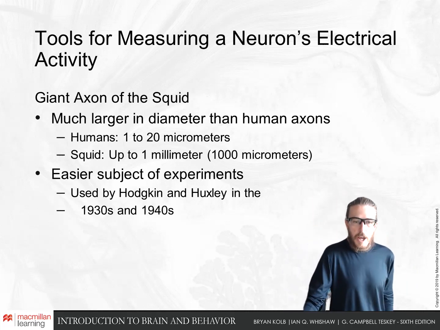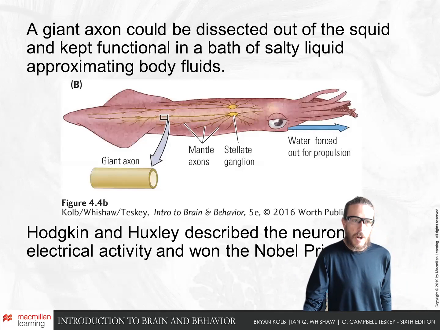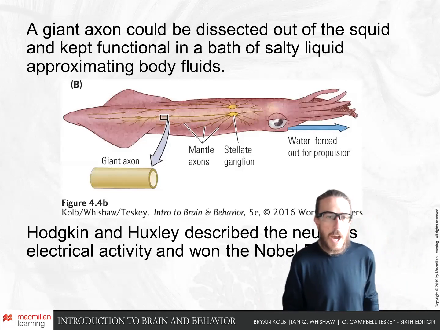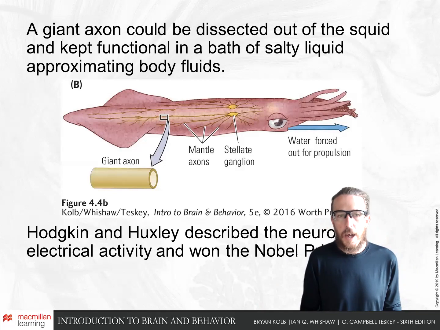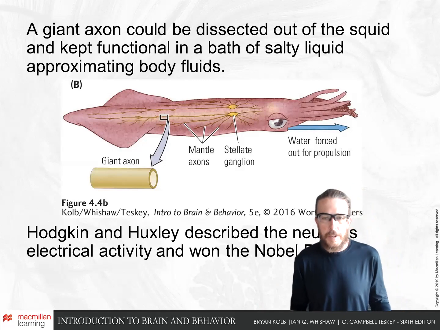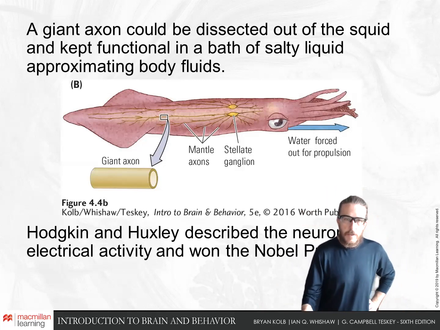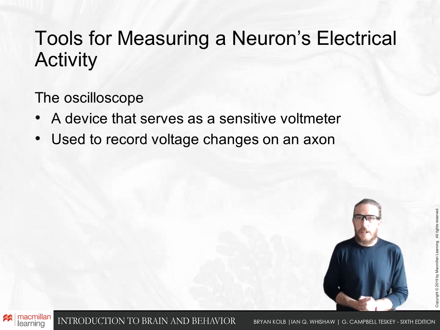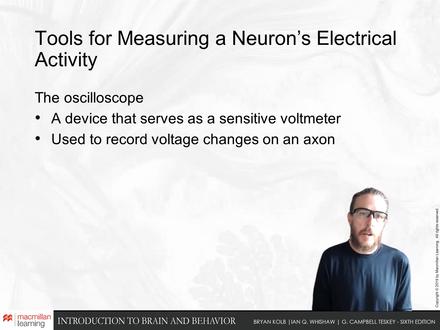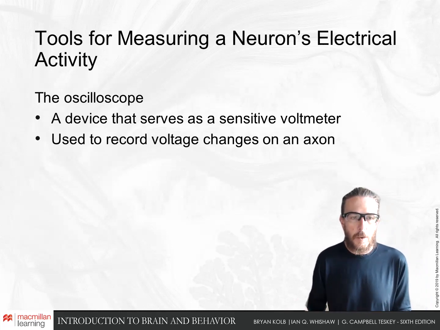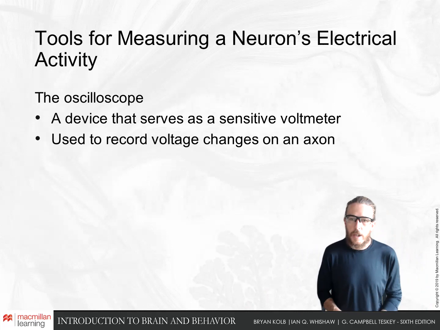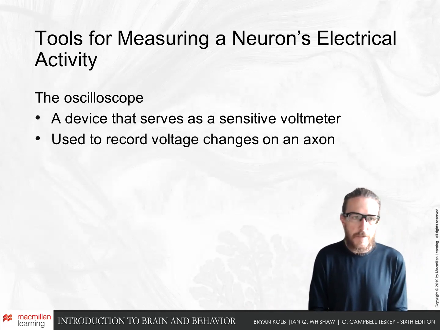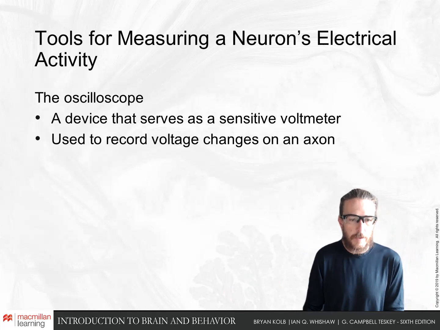Hodgkin and Huxley came to understand how information travels down these axons and understood the action potential using this animal model. So they dissected the giant axon out of the squid and they put it in a salty bath in a petri dish. And then they used electrodes and voltmeters and oscilloscopes to measure the activity of those axons. So an oscilloscope, as I alluded to, is a very sensitive voltmeter that can record the voltage over time into a graph. So when you see someone's EEG in the movies, you're seeing an oscilloscope measuring that voltage over time.